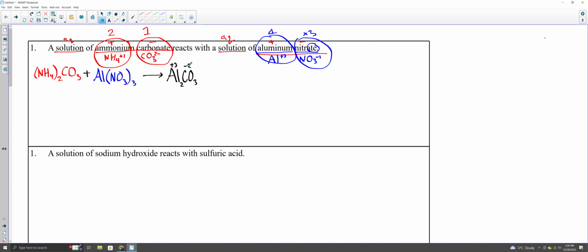And to get from -2 to -6, we need 3 carbonates. So what we're going to do is bracket this carbonate up like this, and we're going to say that we need 3 of them. So that's an interesting compound. Aluminium carbonate requires 2 aluminiums and 3 carbonate ions to work out.